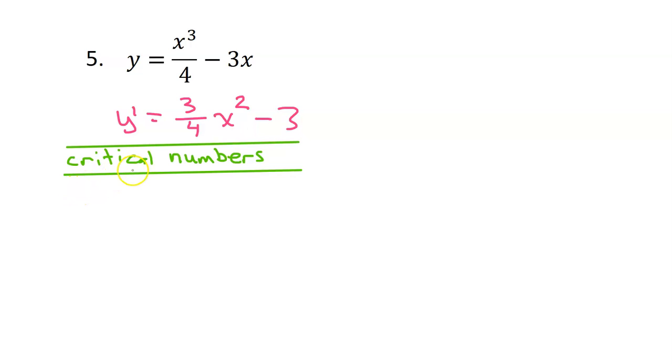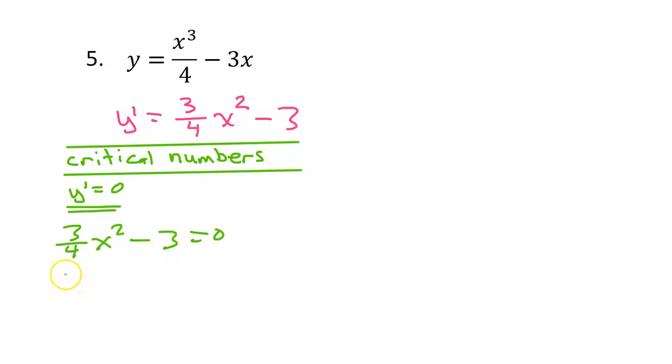Now we need to find the critical numbers. That's where y prime is either equal to 0 or where y prime is undefined. But this is a polynomial, so there is no location where this is undefined. So we can just focus on where y prime is equal to 0. So we just set y prime equal to 0 and solve.